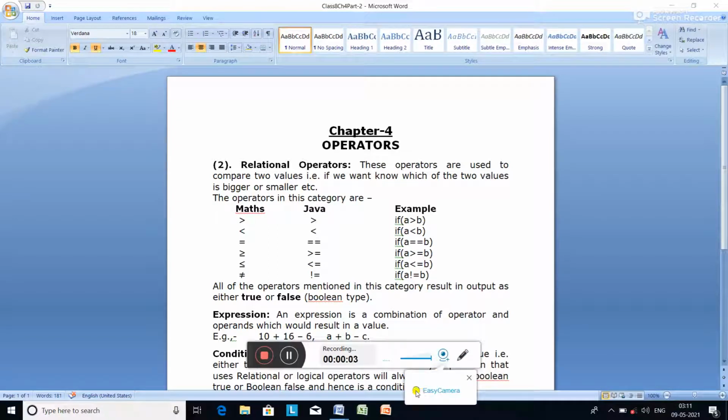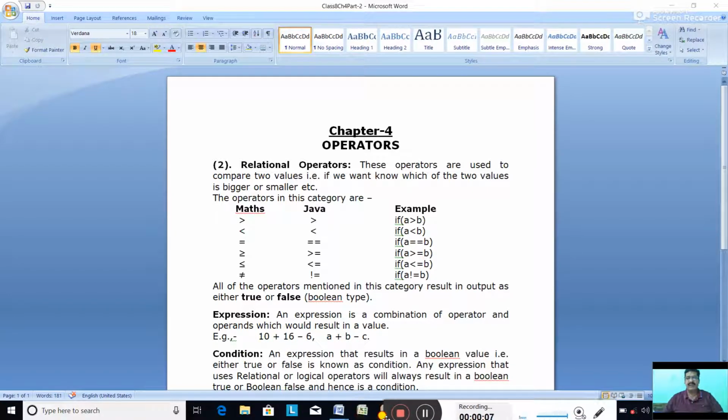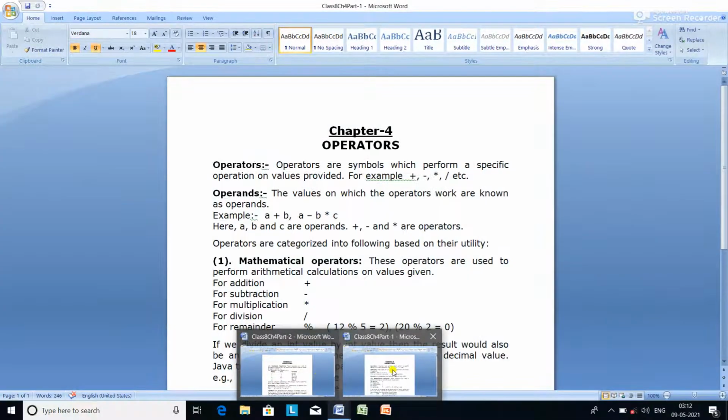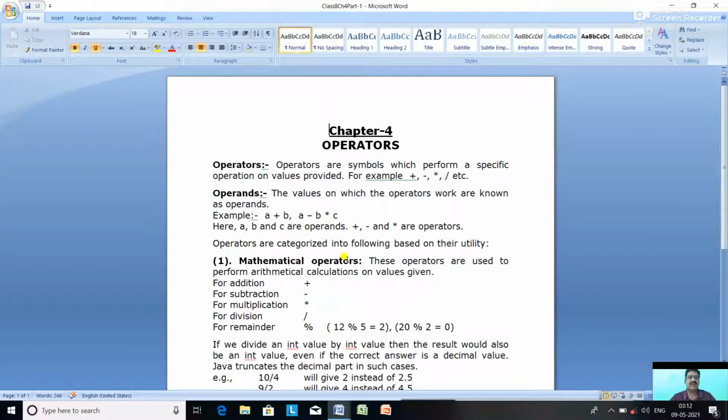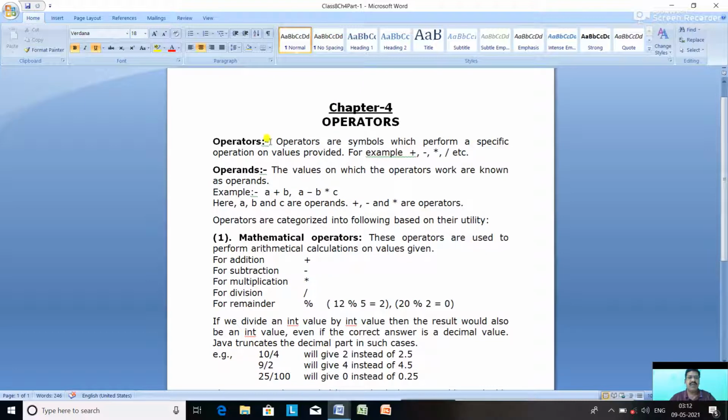Hello class 8. Now we are in chapter 4, operators. We are discussing different types of operators used in Java. Today we are going to discuss the relational operators. Before that, in the previous class, we discussed operators.